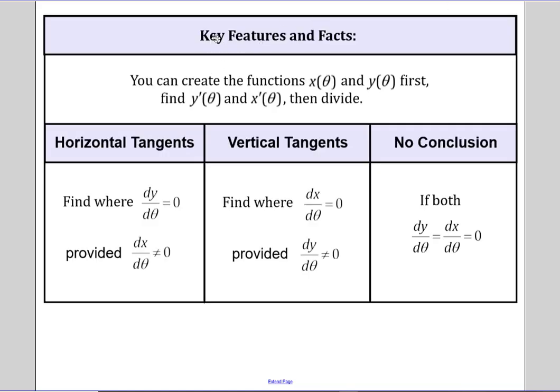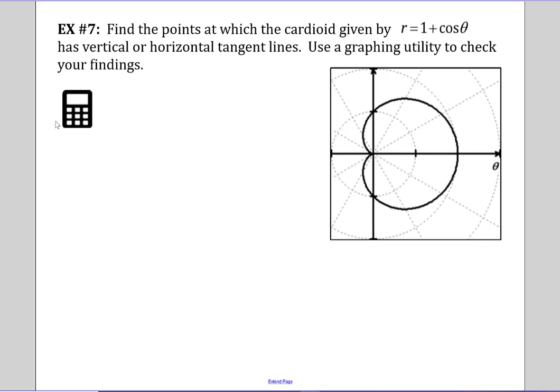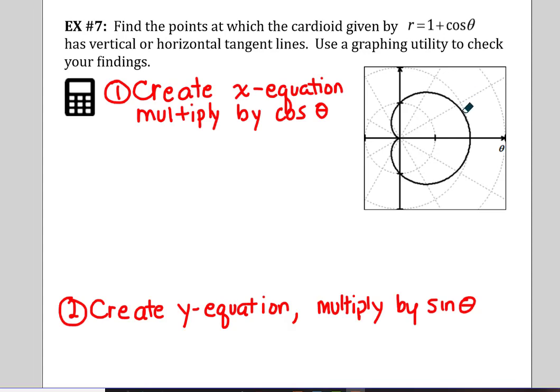One of the things you want to pay attention to are some of the key features and facts. You can create the functions x of theta and y of theta first, and then find y prime of theta and x prime of theta, and then divide to find your horizontal tangents and your vertical tangents. If dy d theta and dx d theta are both 0, then you have no conclusion, since that would be indeterminate form. And here we're going to give that a try in example 7.